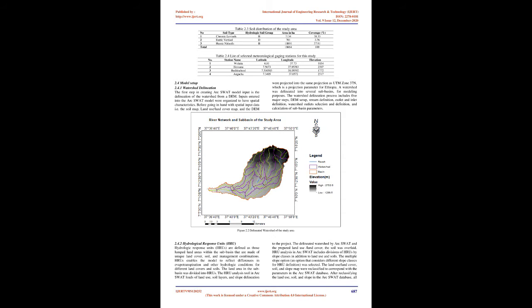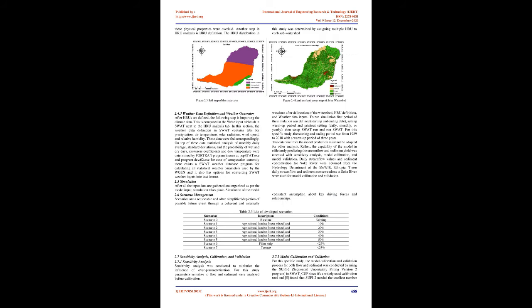2.4.2 Hydrological Response Units, HRU. Hydrologic response units, HRUs, are defined as those lumped land areas within the subbasin that are made of unique land cover, soil, and management combinations. HRUs enable the model to reflect differences in evapotranspiration and other hydrologic conditions for different land covers and soils. The land area in the subbasin was divided into HRUs.